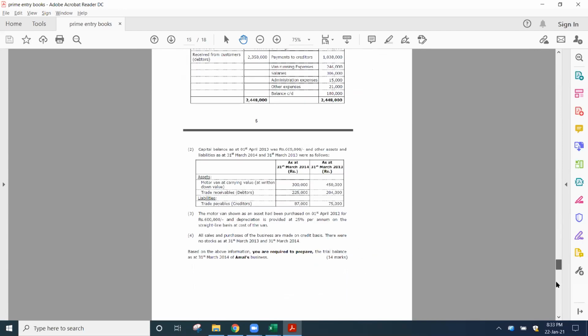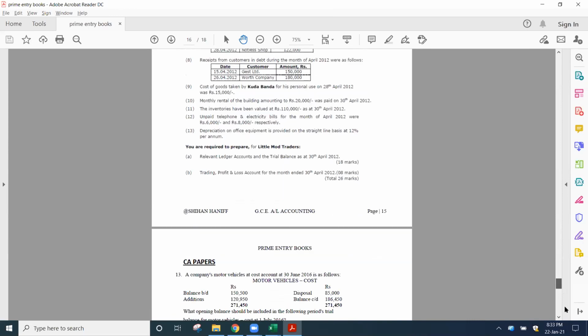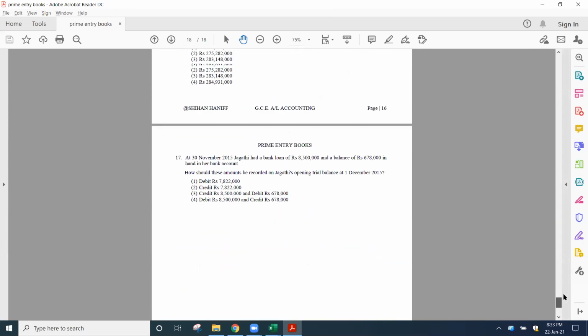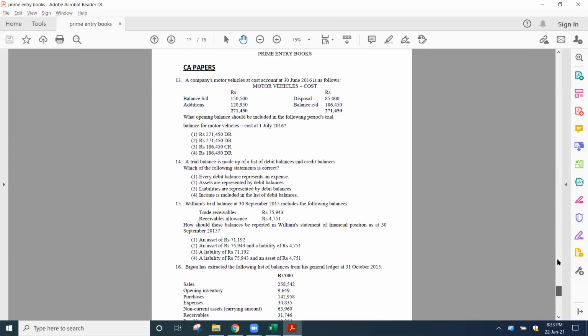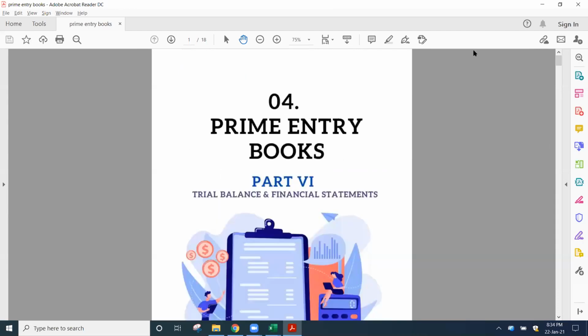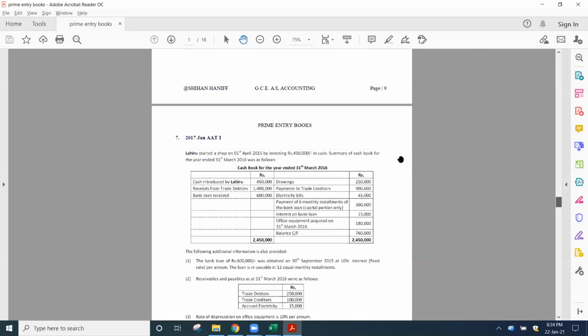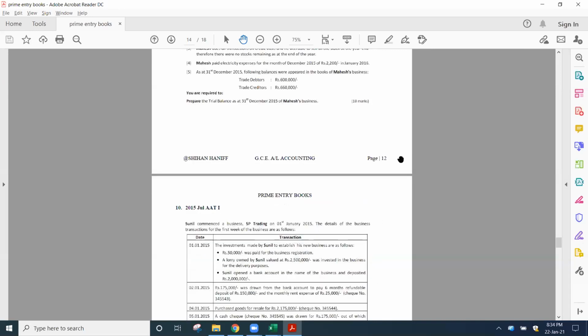Then after that, in the next class, I will explain the preparation of trading profit and loss account and statement of financial position. And try these MCQ questions as well. So you all can do these remaining questions. And in the next session, I will focus on some complex areas.